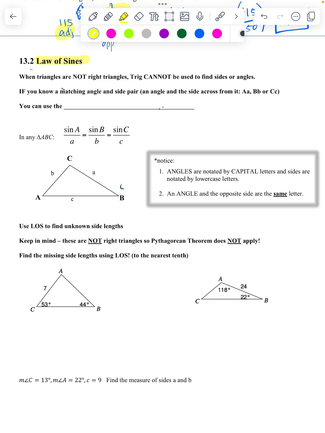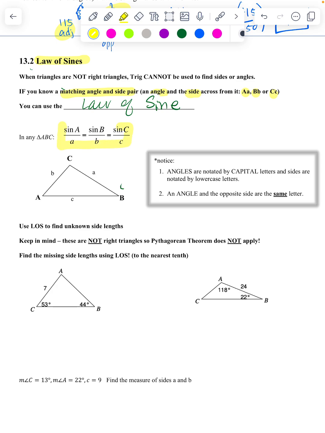To do this one, you need to know a matching angle and side pair. And by that, I mean an angle and a side across from each other, like big A, little a, big B, little b, big C, little c. And then you can use what's called the law of sines. So obviously you're going to be using sine in this, but it's not the same as finding the opposite and hypotenuse like we've been doing.